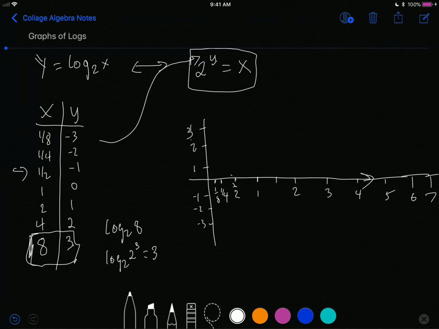I've got to plot these points and graph this function. So 1/8, comma -3, 1/4, comma -2, 1/2, comma -1. I have my x-intercept at 1, 0, then 2, 1, then 4, 2, then 8, 3, but I can't get there. Oh, that's alright. And you get a graph that looks like this.